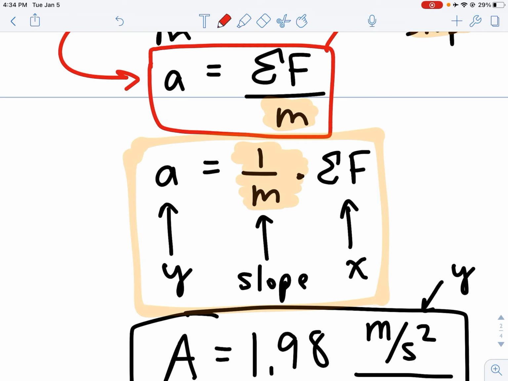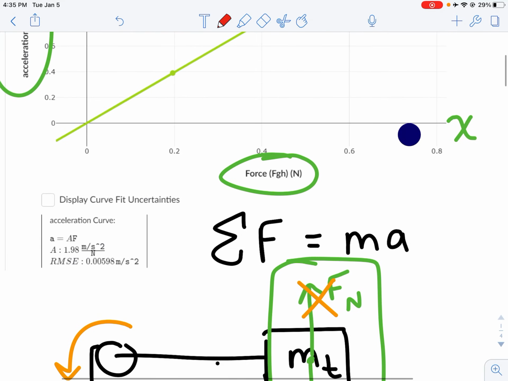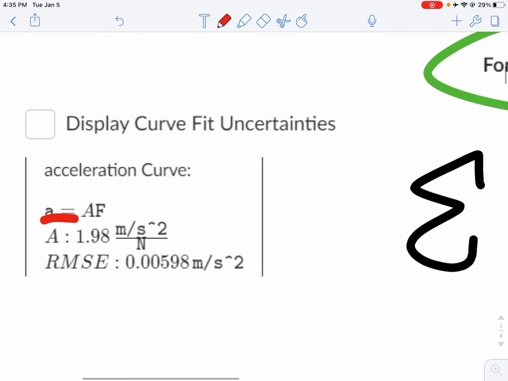Don't forget the symbol we're going to use from now on for slope is capital A, so it matches everything there in Pivot, and then we don't confuse it with mass, right? Slope is not going to be m anymore. M is always going to be for mass in physics class. So our slope is 1 over m. Our slope calculated from Pivot was 1.98 meters per second squared per Newton.